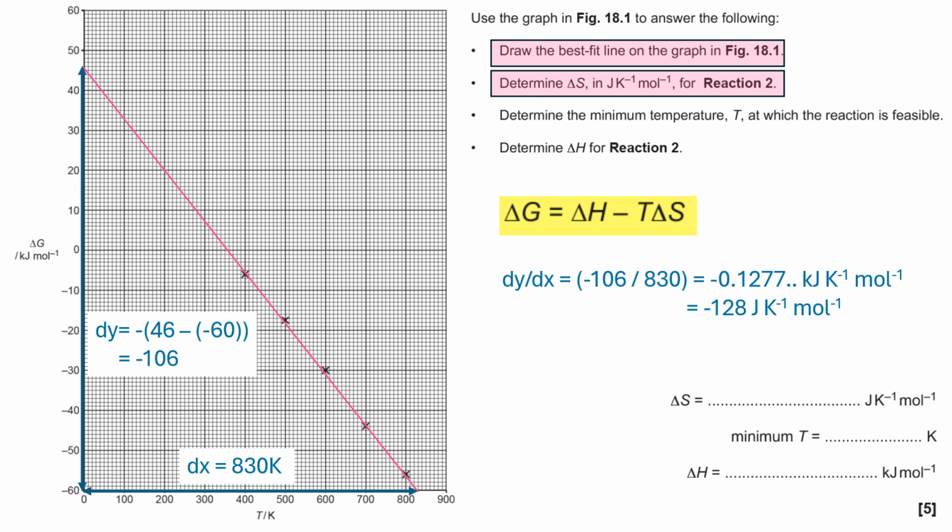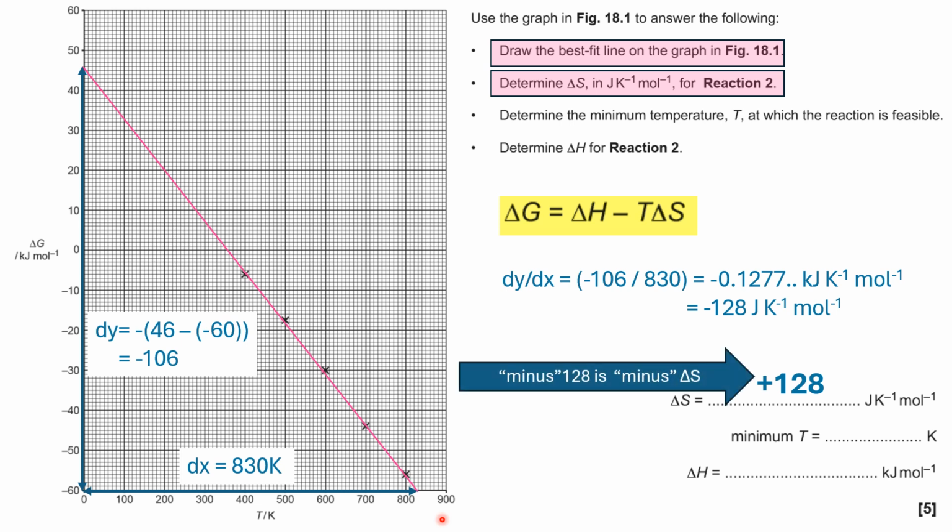However, if you look at the question, they want you to give them delta S, not negative delta S. And if the negative delta S from the Gibbs equation happens to be a negative gradient, two negatives make a positive. So in fact, we actually end up with 128, positive 128, because that then gives us the delta S with the correct mathematical sign.